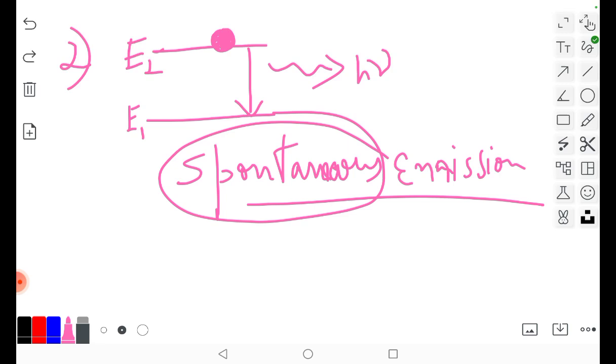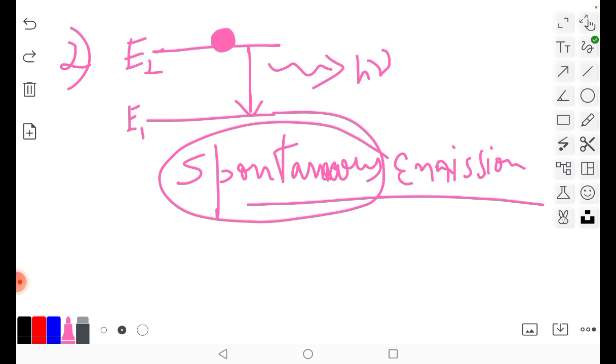And there is a time at which the electron stays in a particular energy level. So this process is called spontaneous emission. This is the second kind. So this phenomenon happens by itself.